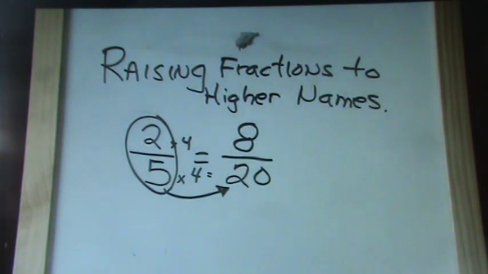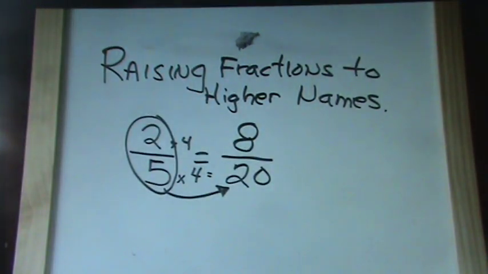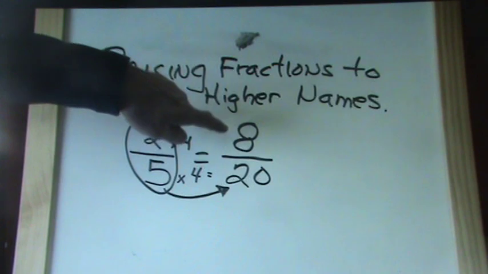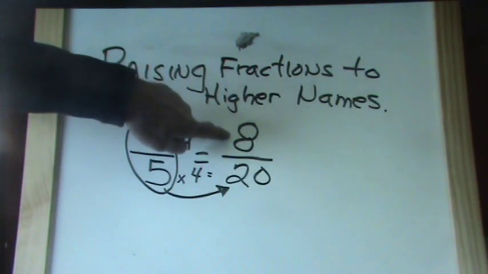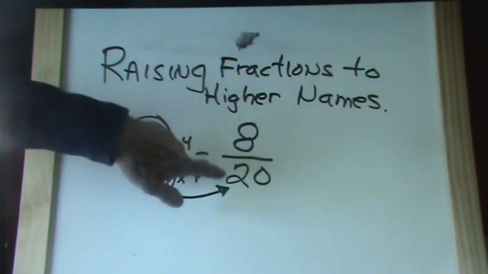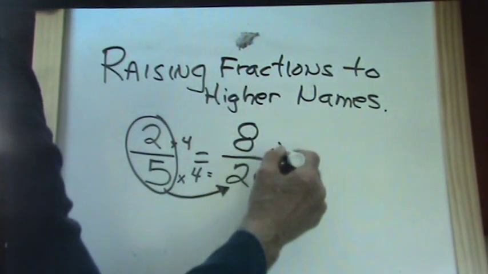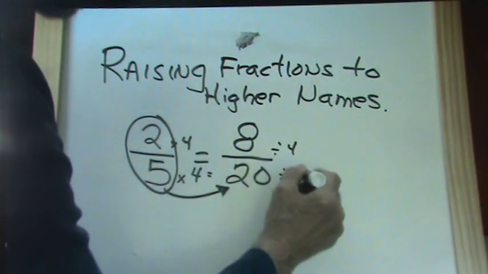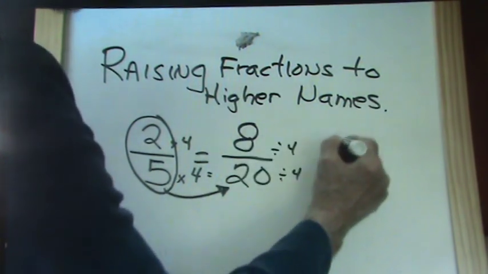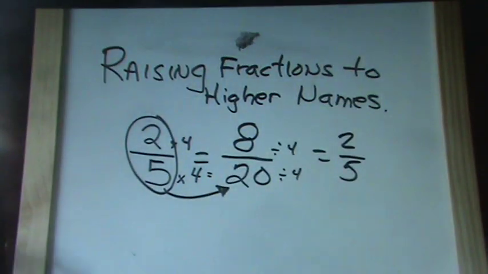And now, what I have to say to myself is, well, is this fraction now in its lowest name? Is there any number that will go evenly into 8 and the same number will go evenly into 20? Well, obviously 4. And if I divide by 4, I get back to 2/5. Okay? But that's not the point.